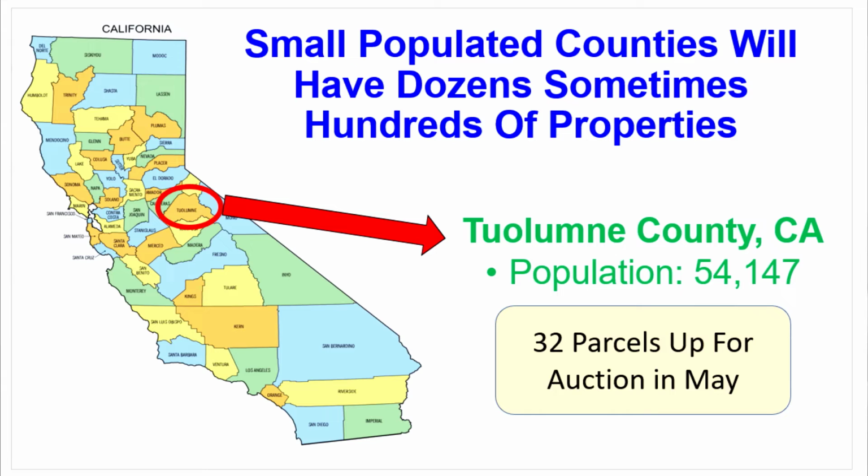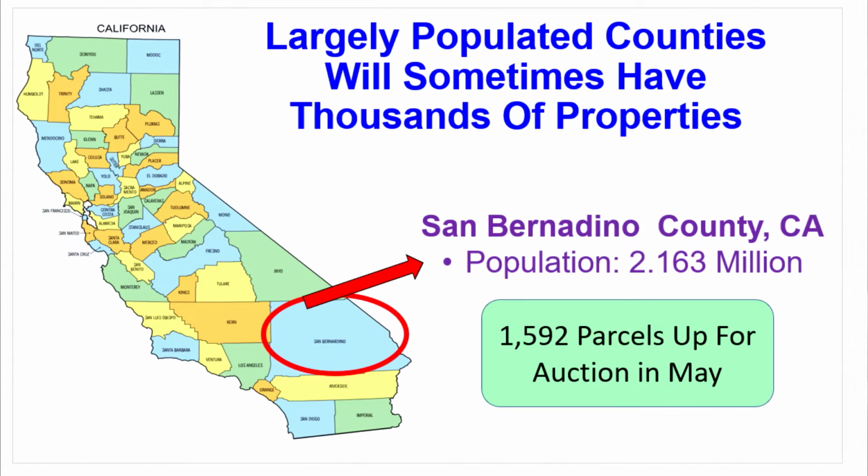So the counties that have small populations, they'll have a half a dozen up to 100 properties that they're going to auction off. But the counties that have large populations, they're going to have anywhere from 100 to 1,000, maybe even 1,500 properties that they're going to auction. So this is a big business nationwide. So if the county has a large population, expect to find at least 1,000 properties.